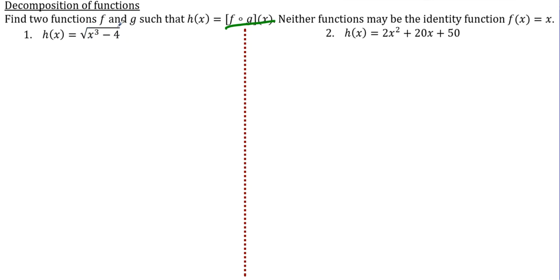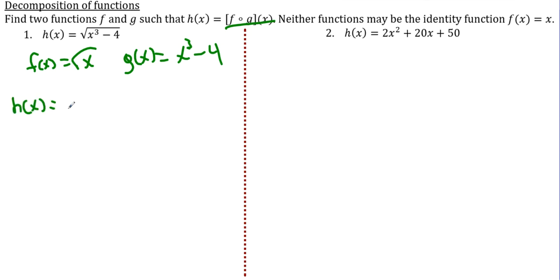So that would be the square root function, and this almost looks like a difference of cubes, but not quite a perfect cube right there. Still can do it, but the other thing I'm going to do is I'm just going to go ahead and call this f of x is equal to the square root of x, and that leaves g of x, the inside part, is equal to x cubed minus 4. So h of x is equal to f of g of x, where this is the outside and that's the inside. Pretty straightforward.